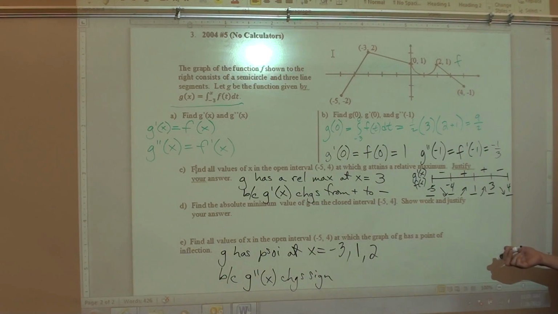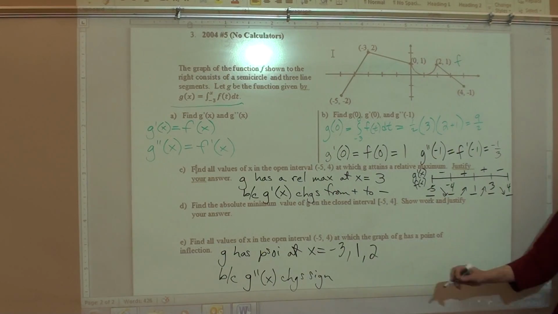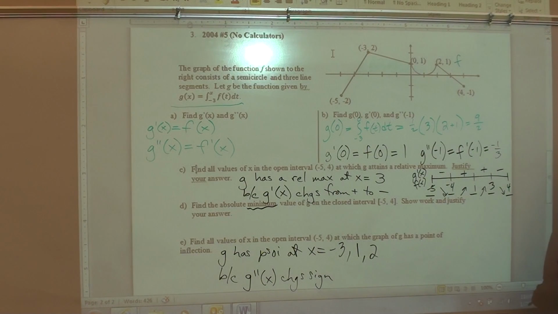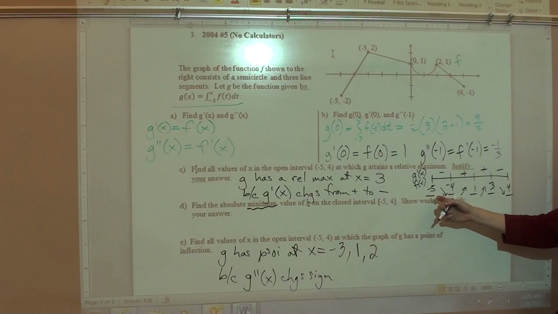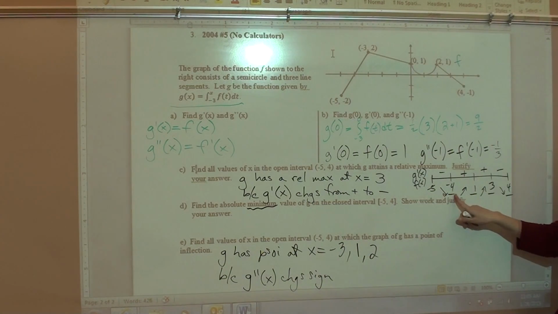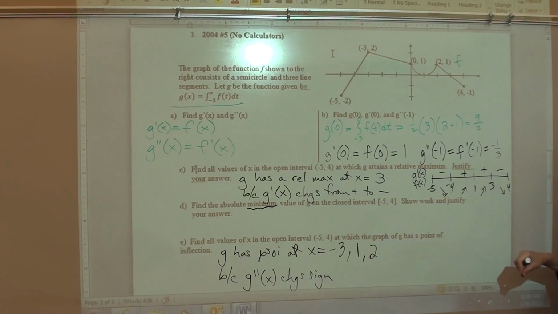Now here's the thing. We're finding an absolute min. If you want to make your life easier, if you do make a sign line, it does make it easier for this. There are only 2 values of x where an absolute minimum could possibly occur. Looking at the sign line, and especially at the arrows, what are the only 2 places that could actually be a minimum? -4 and 4.